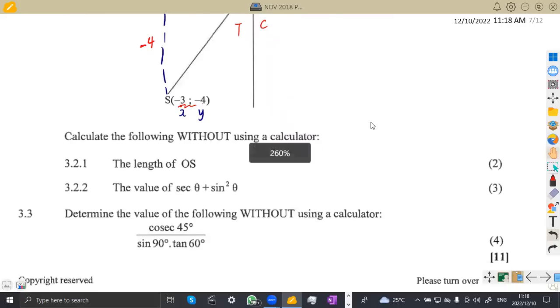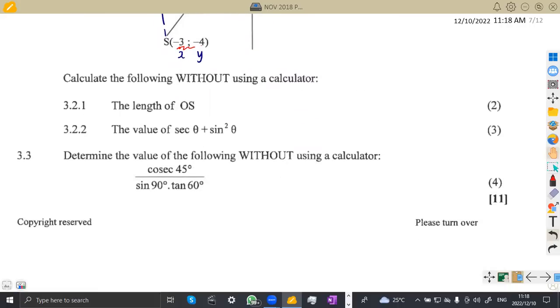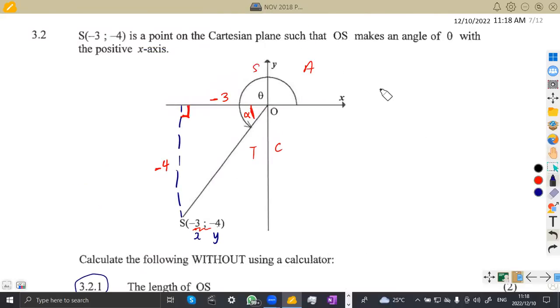Let's see the question. The first part of the question was: calculate, without using a calculator, the length of OS. So we need the length of OS on 3.2.1. What are you going to do to find the length of OS? We can even utilize this space. From the diagram, we can see that it is a right-angled triangle, and from O to S here, that is the hypotenuse. We've got the other sides, which are -3 and -4. We know that hypotenuse squared is equal to side squared plus side squared. To find h, you simply introduce the square root.